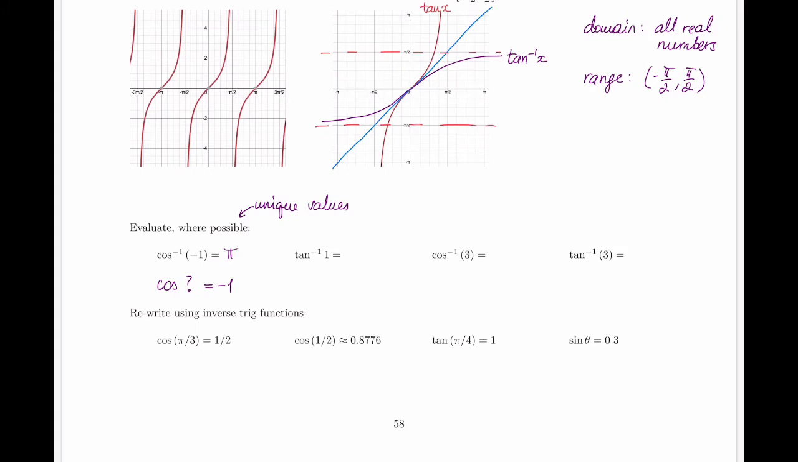For the next one, tangent inverse of 1. So once again, that means that we need to think of the angle whose tangent is equal to 1. This one's easy because tangent is sine over cosine, so we're thinking of the angle when sine and cosine are the same, which is the angle of pi by 4. Next up, cosine inverse of 3, so I need to think of the angle whose cosine is 3. Now, cosine is restricted between -1 and 1, so I know that this does not exist. For the next one, tangent inverse of 3, so I need to think of the angle whose tangent is equal to 3. This, of course, is possible because tangent originally does not have restrictions on its range.